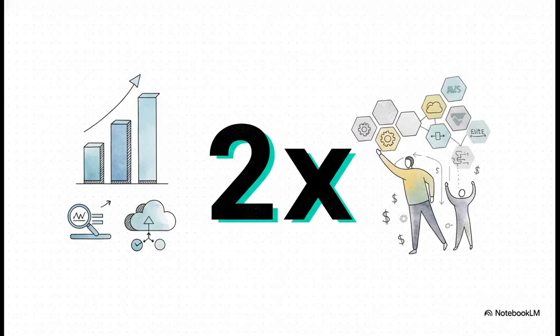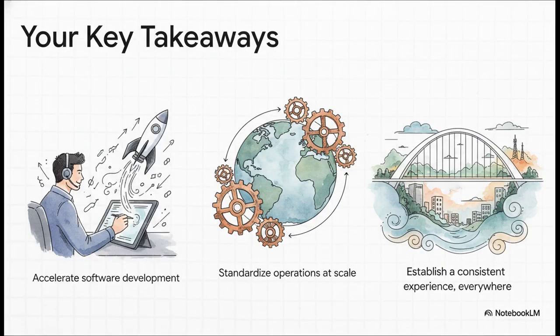And here's the number that really makes you sit up. The research from DORA is pretty clear. Elite software teams, the ones who really nail these modern practices, are twice as effective at hitting their business goals. Not 10% better, twice as effective. That's huge.